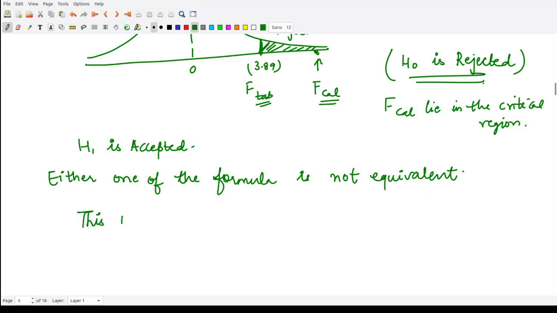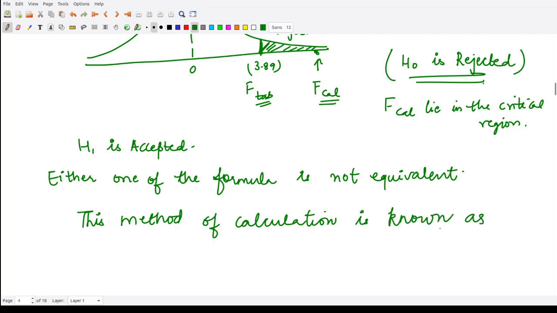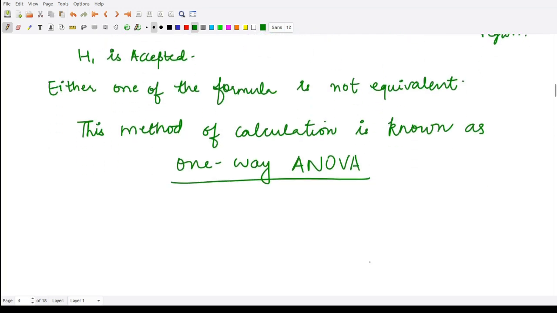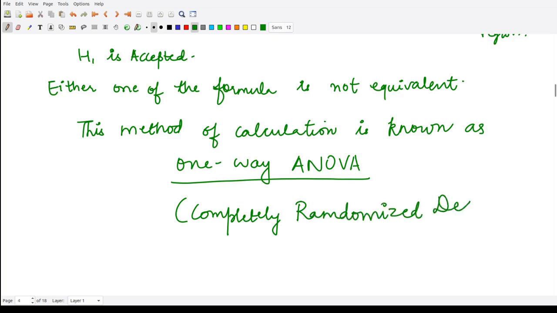This method of calculation is known as one-way ANOVA, analysis of variance, right? And there is another name for one-way ANOVA. We can write this to be completely randomized design. So in short, this is known to be CRD, right?